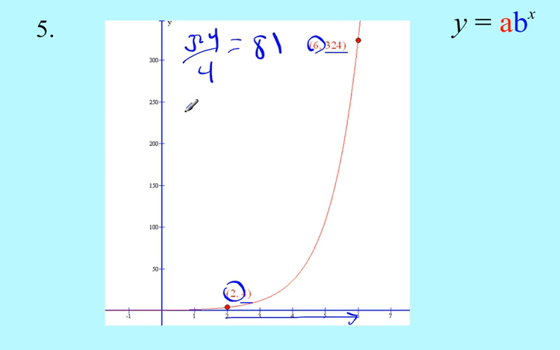That's the fastest way. Or just think, something to the 4th power is 81. The answer in your head is going to be 3. On a calculator, you just take the 4th root like this.